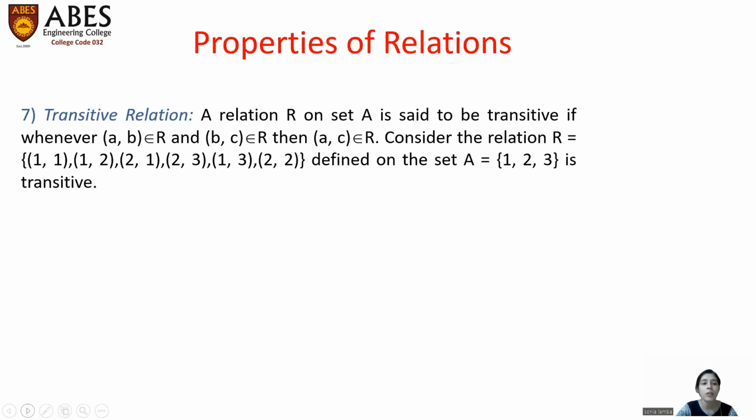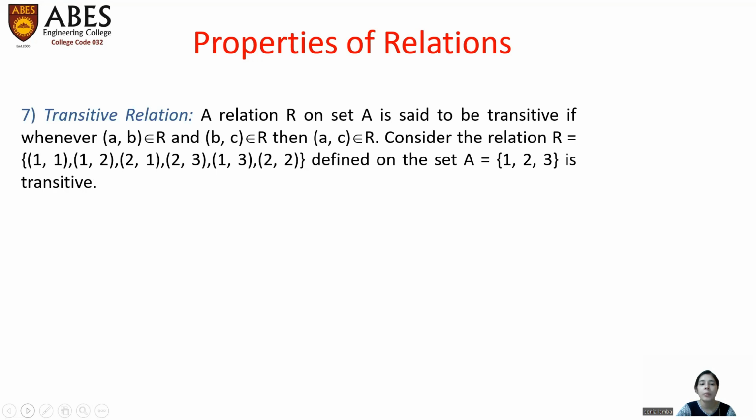Next property of relation is transitive. So a relation is a transitive relation if and only if whenever the ordered pair A comma B is in the relation and the ordered pair B comma C is in the relation, then the ordered pair A comma C must belong to the relation. Then only we will say that the relation is a transitive relation.